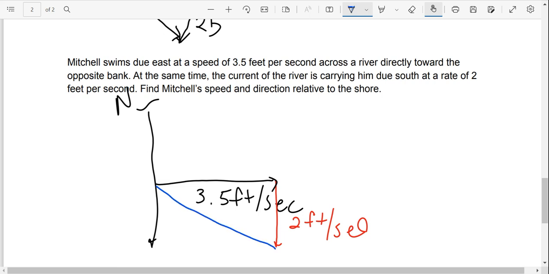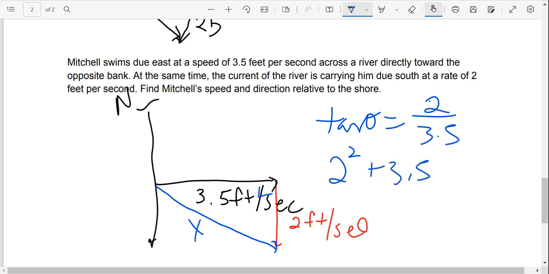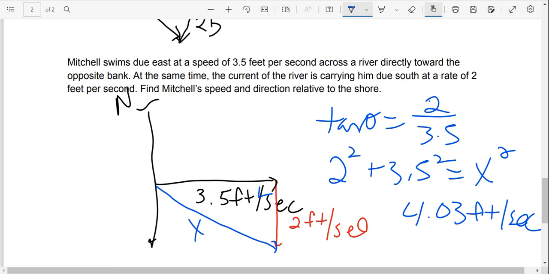We're going to have to use our triangle rules that we learned in previous chapters. You remember law of sines, law of cosines. And of course, in this case, we got lucky because it formed a right angle right there. So we can use tan equal to 2 over 3.5 to find the angle. Also, we can use the Pythagorean theorem in order to find this side right here. I'm just calling that x. You'll get the velocity is 4.03 feet per second. Okay, so that's your speed.